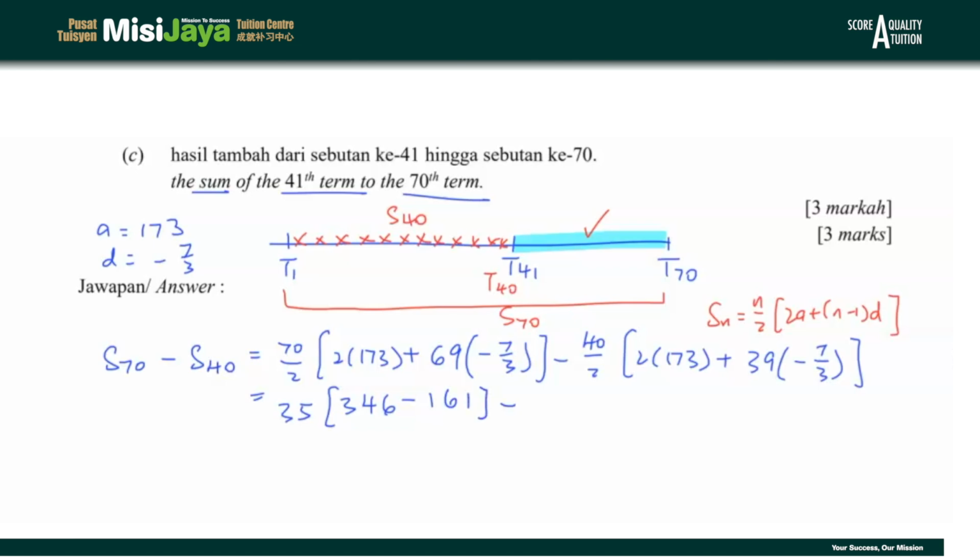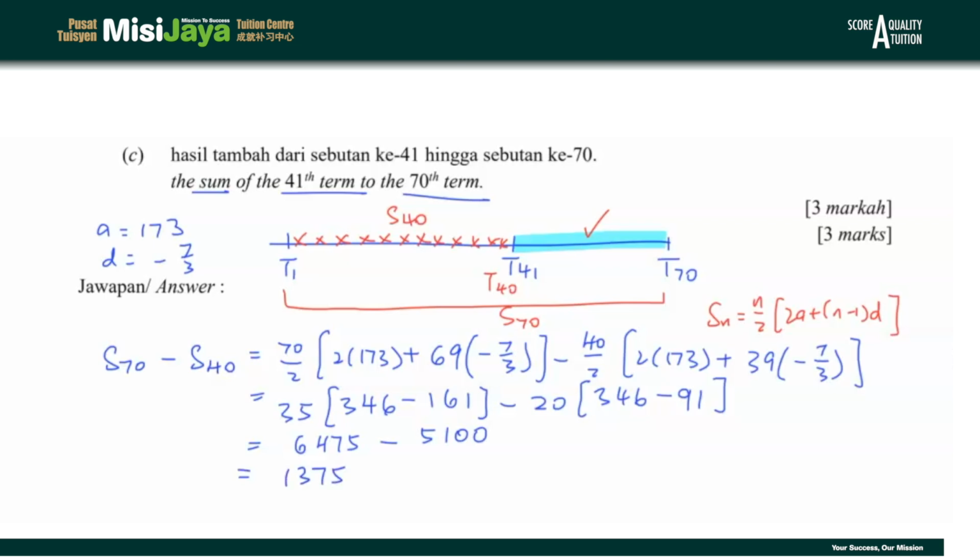Then 40 divided by 2 is 20. And 2 times 173 is 346, and then minus, this one times together is negative 91. So 35 times, use the calculator, 346 minus 161, then times 35. You get 6475. Then 346 minus 91 times 20 gives you 5,100. When you minus them together, you get 1375.